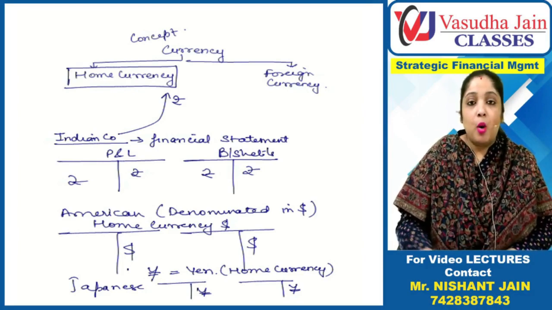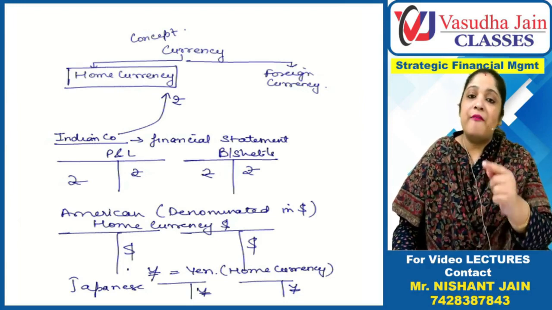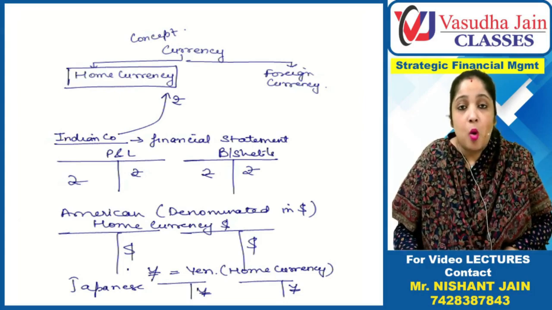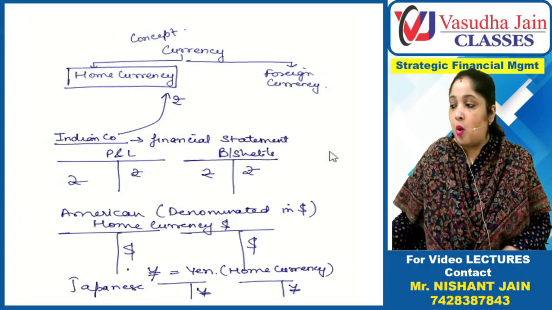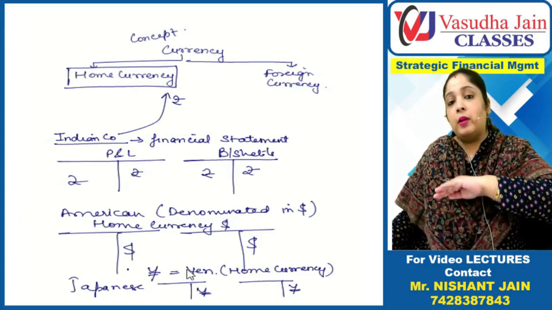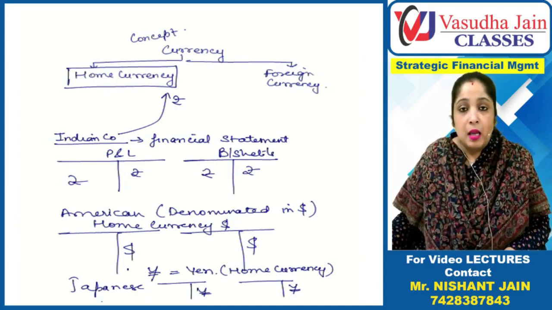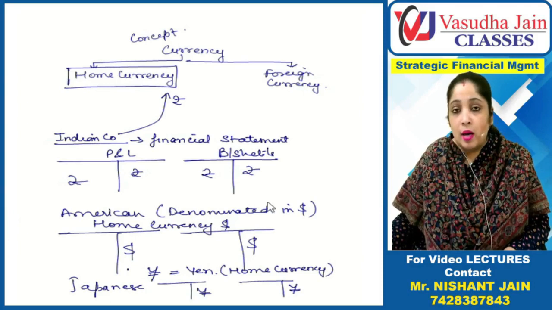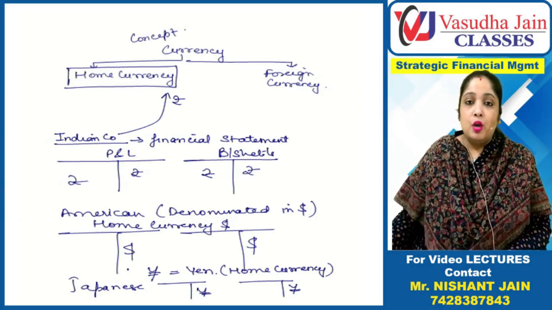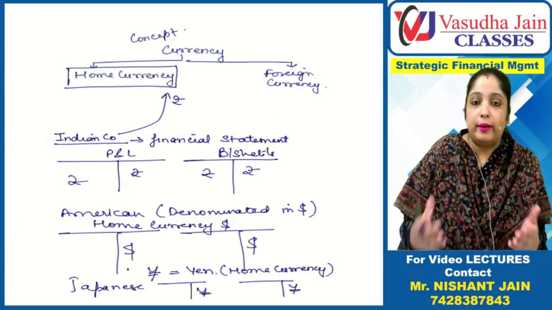For an American company, home currency is dollar. Except dollar, all other currencies in the world are foreign currency for the American company. For a Japanese company, yen is the home currency. Fair enough. Now any other currency will be foreign currency for them. So can I say like this? For a Japanese company, the dollar is a foreign currency. Rupees is for them a foreign currency. So their home currency is the currency in which their financial statements are reported.